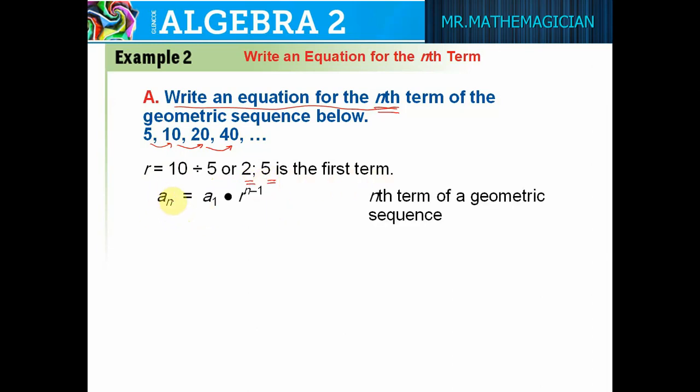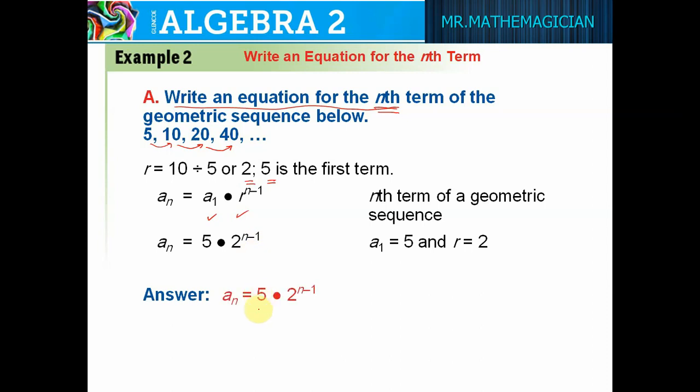Now write down the formula. an equals a1 times r to the n minus 1. Substitute a1 and r, and that's it. So an equals 5 times 2 to the n minus 1. So the equation an equals 5 times 2 to the n minus 1 is called the nth term that can generate any other term.